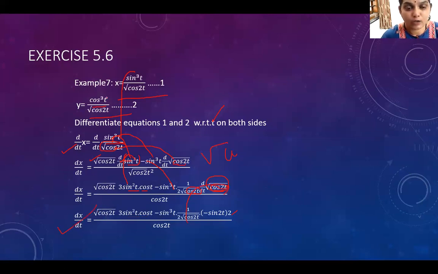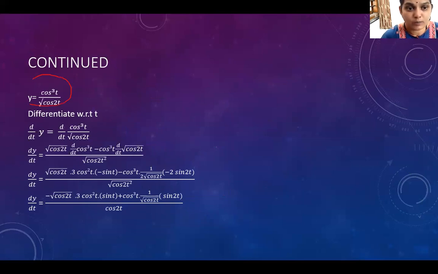Similarly, I have to find out dy upon dt. y is given. y is cos cube t upon root of cos 2t. Here also the denominator square, square of the denominator. Denominator as it is, d by dt of numerator, minus numerator as it is, d by dt of denominator. You will solve and find dy by dt.